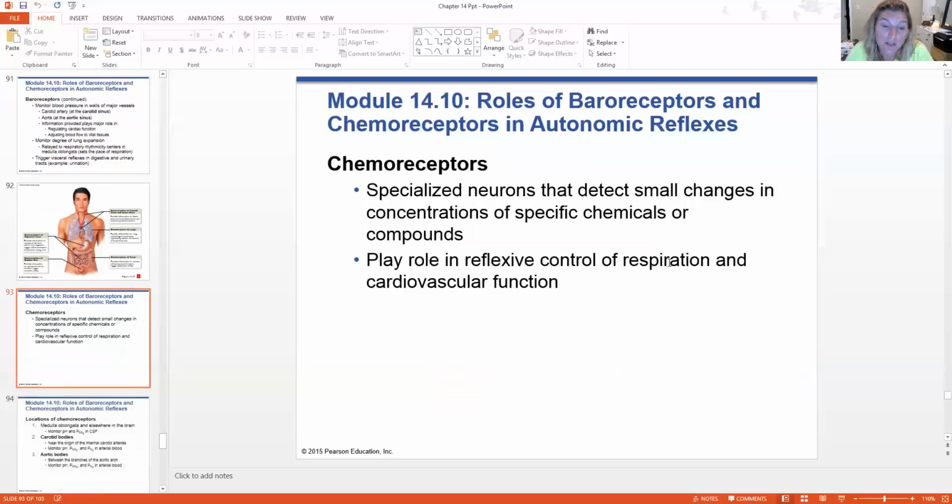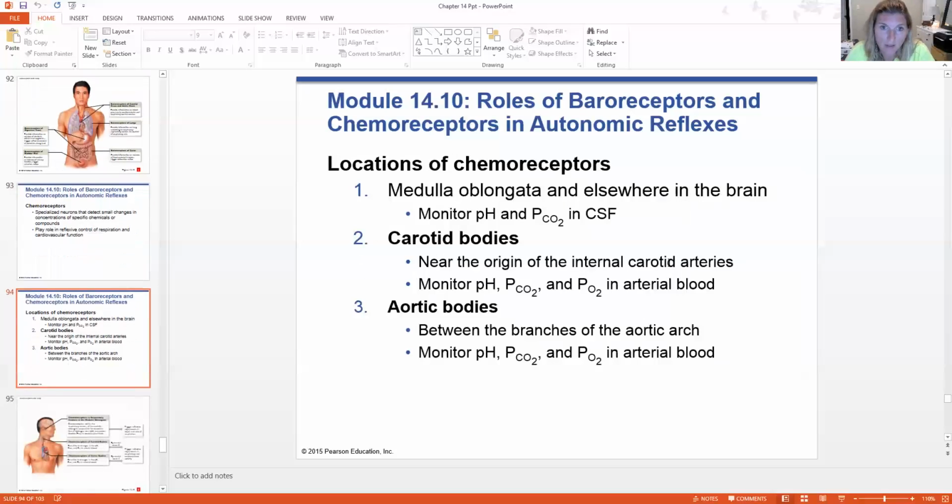And we also have chemoreceptors. Chemoreceptors are specialized neurons that detect small changes in concentrations of specific chemicals or compounds. They play a role in reflexive control of respiration and cardiovascular function. There are some specialized locations of chemoreceptors: the medulla oblongata and other places in the brain where there's a break in the blood-brain barrier to monitor pH and the partial pressure of carbon dioxide in the CSF, very important.